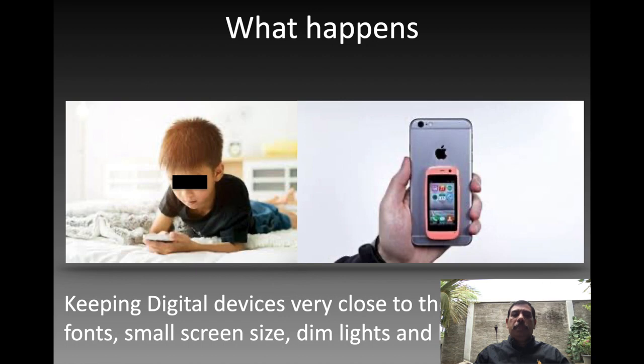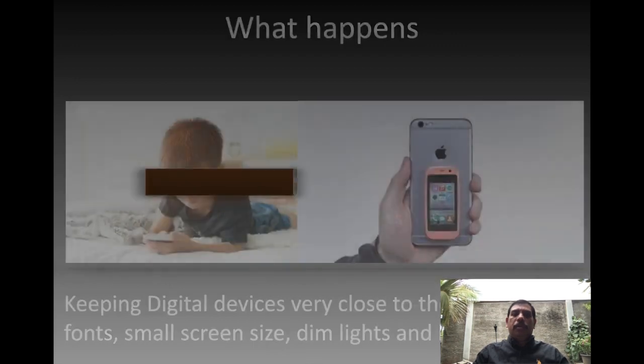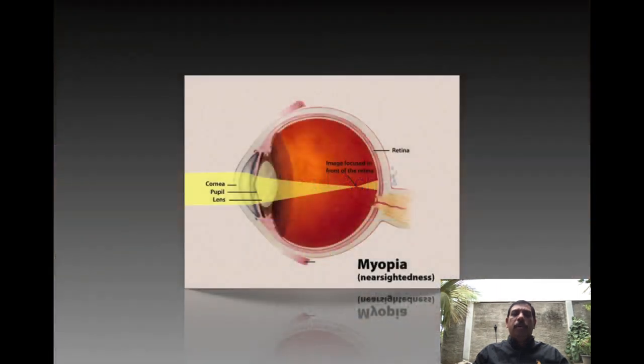So what happens to these muscles? When keeping the digital devices very close to the eyes, and if you have very small fonts in your digital device, a very small screen size, dim lighting conditions, and of course longer duration of usage, the ciliary muscle goes for too much of a contraction. So this causes headache. It also causes an increase in the power of your children's eyes. That is called myopia.